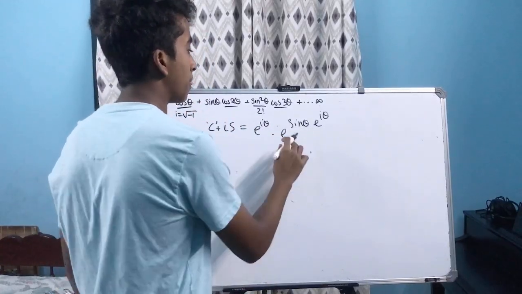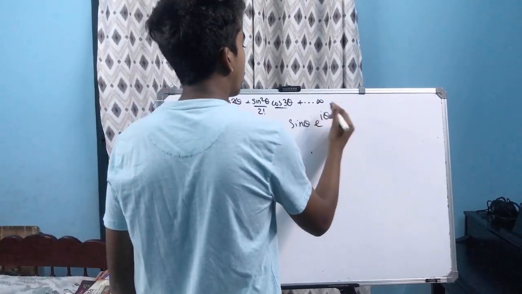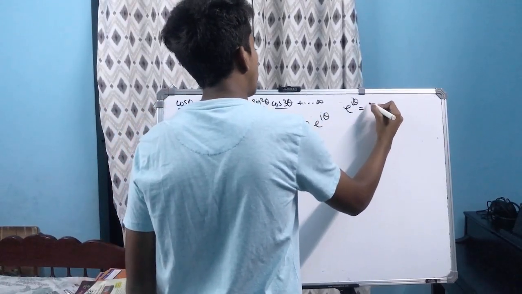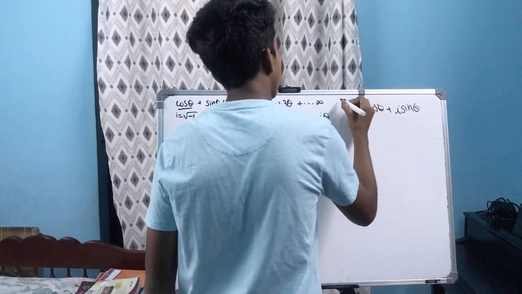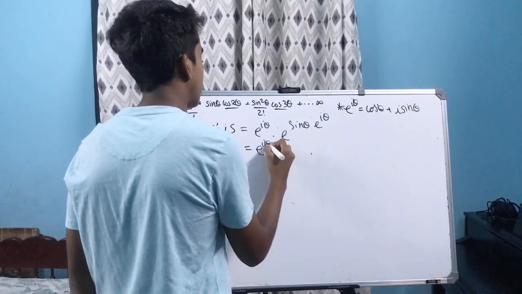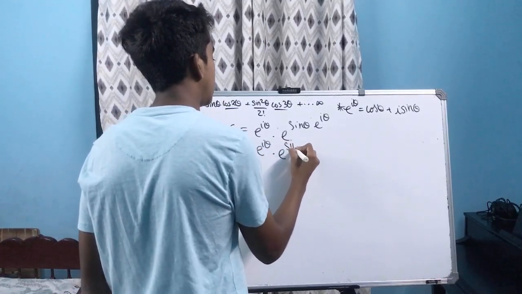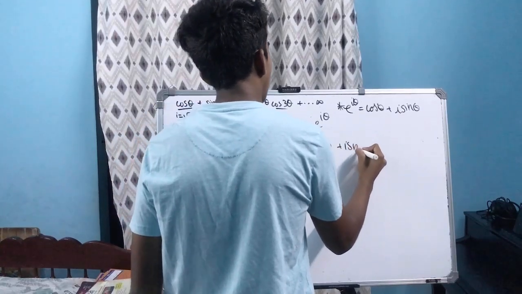Now here we have e raised to sine theta, e raised to i theta, and we know from Euler's formula that e raised to i theta is equal to cosine theta plus i sine theta. So we can put that in there. So i theta times e raised to sine theta times cosine theta plus i sine theta.